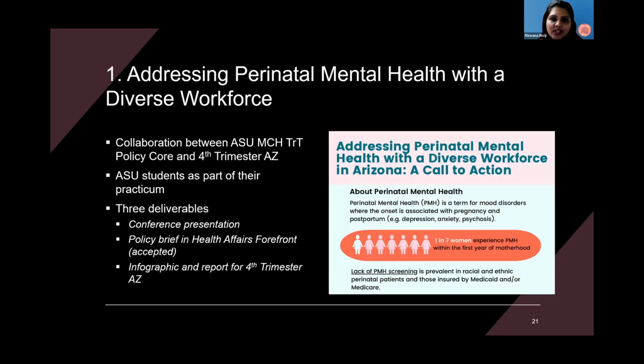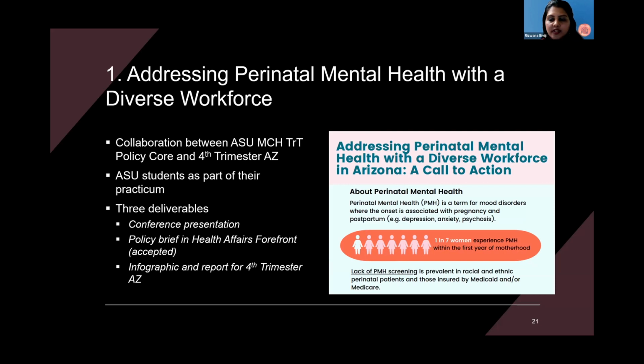This first project is in collaboration between Arizona State University's Maternal and Child Health Translational Team's Policy Core, which is co-led by myself, and Dr. Angela Lober and Dr. Jenny Beaver at Fourth Trimester Arizona. We also have two students working on this project. One is a doctoral student and the other is an undergrad student, and they have distinct roles that they are playing on this project. There were three deliverables that stemmed out of this project.